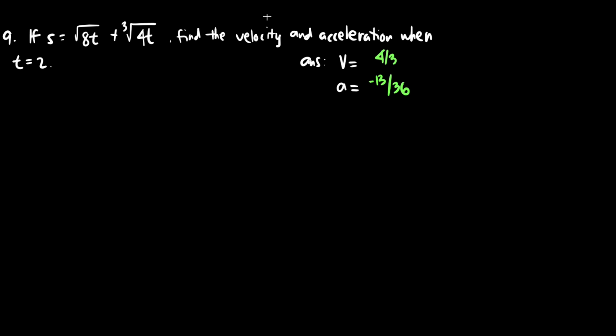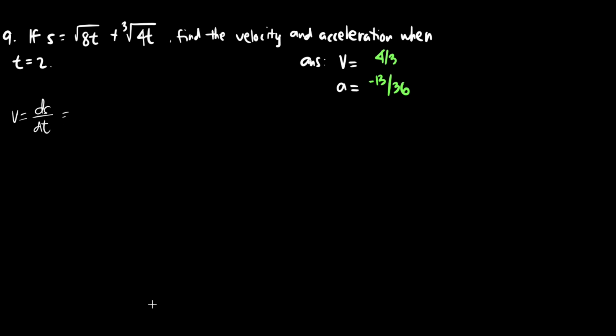So for number 9, if s is equal to the square root of 80t plus the cube root of 40t, find the velocity and acceleration when t is equal to 2. So for number 9, we will try to find the value of velocity and acceleration. For finding the velocity, take note that velocity, v, is just equal to ds over dt.